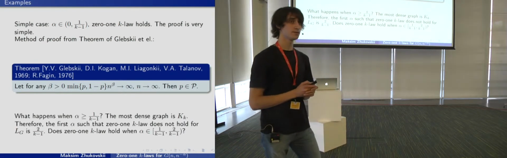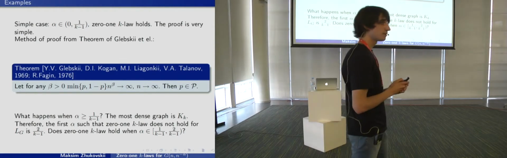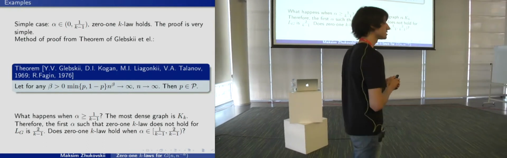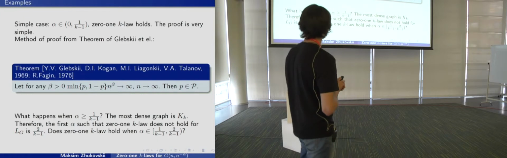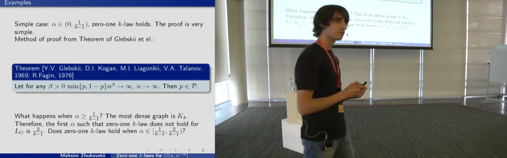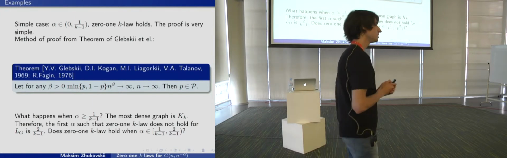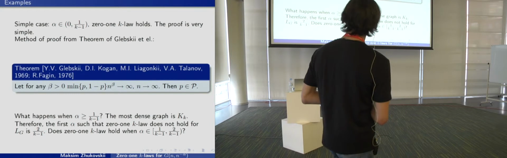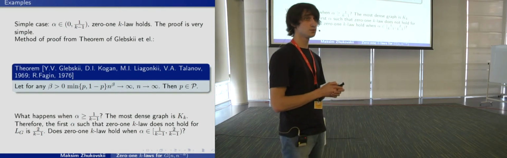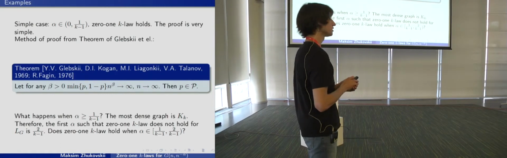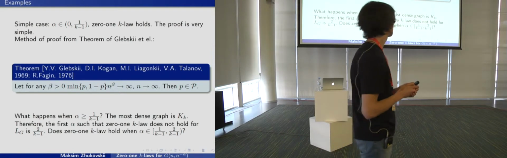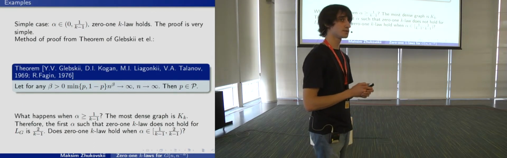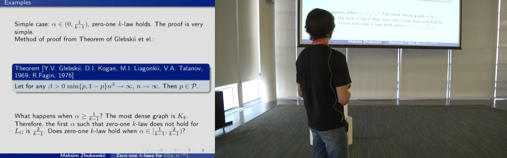But what happens when alpha is greater than or equal to 1 over k minus 1? For example, we can consider the most dense graph on k vertices. It's a complete graph, and consider its threshold probability. From the theorem of Bollobás, we know that it equals n to the power minus 2 over k minus 1. And then we get this point. So if alpha equals 2 over k minus 1, then the 0-1 k law doesn't hold. In such situations, I will say that this point is k critical. So if there is no 0-1 k law, then the point is k critical. So 2 over k minus 1 is a k critical point.